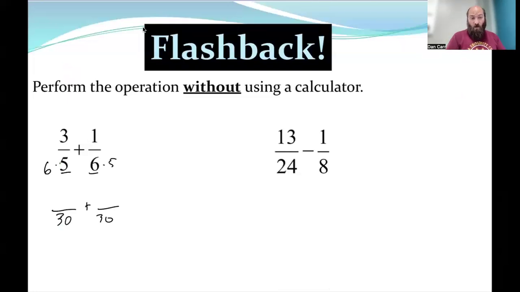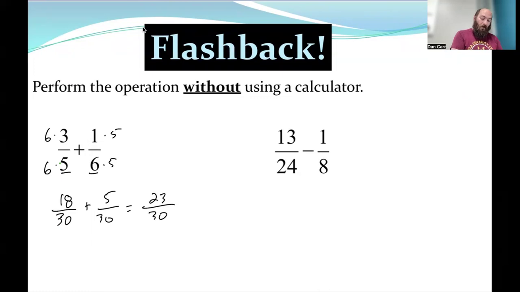But when I multiply the denominator by a number, I have to multiply the numerator by the same value as well. So 6 times 3 is going to give me 18. 1 times 5 gives me 5. Once we have common denominators, we just simply add across. So 18 plus 5 is going to give me 23 over 30.